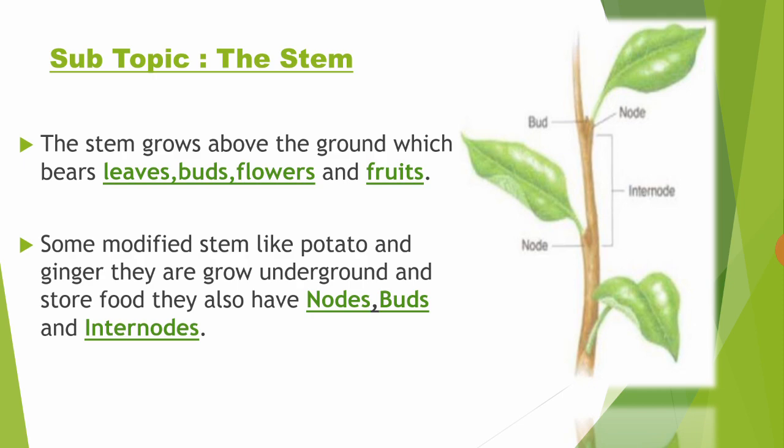They also have nodes, buds and internodes. Some things that look like modified roots, like potato, are also stems. They are not roots but modified stems. So they store their food and they also carry all the structures which a stem has.